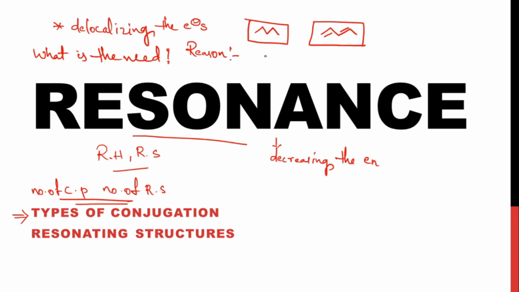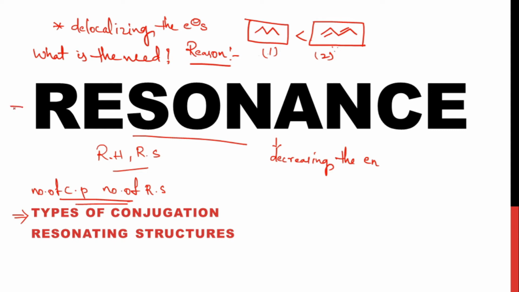Now the energy level between these molecules is different. We'll number this 1, 2. The energy level of the second molecule will be much lower than the first molecule. That is because of the delocalization. The delocalization is decreasing the energy, which in turn increases the stability of a molecule. Now the second molecule is more stable than the first molecule. Okay, understood? When a molecule has a conjugation, it will exhibit resonance to decrease the energy to become more stable.